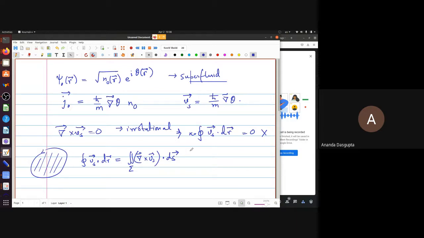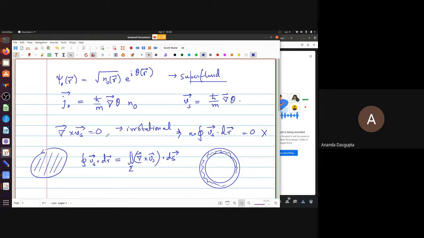Now, within a superfluid, curl of Vs is definitely 0. However, you could have a setup like this. You could have a superfluid between two concentric circular cylinders, right? You could have a situation like this where the superfluid is only here, which of course means curl of V is 0, but only in this region, the shaded region. Here, you cannot talk about curl of V at all. It's not even defined there.